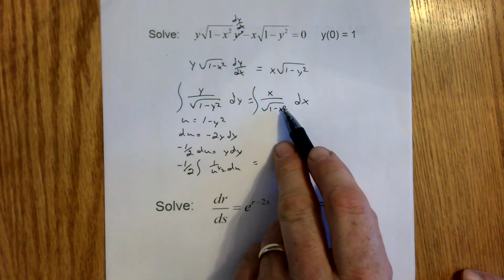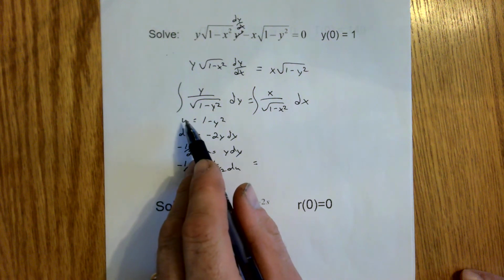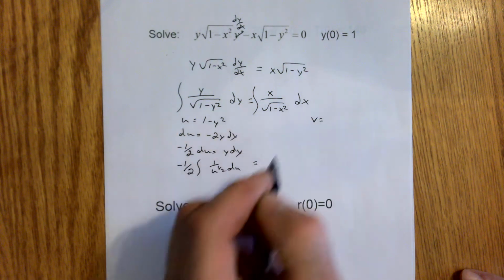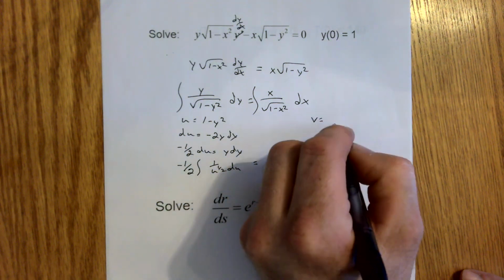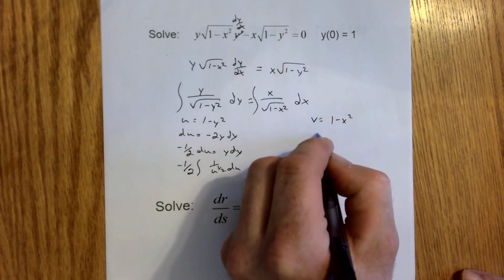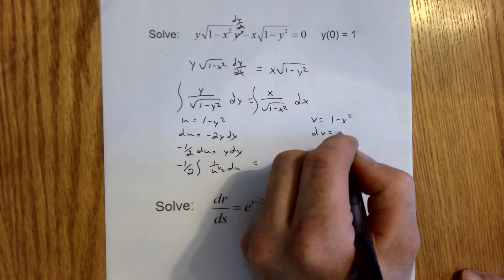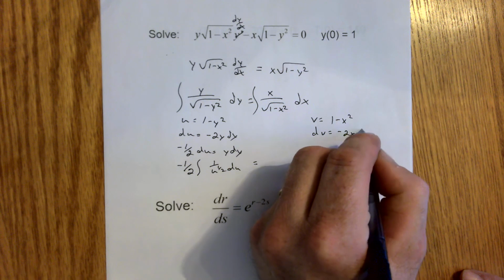Same thing is going to happen over here. I really don't want to use a u though, do I? I probably want to use a v. So let's let v equal 1 minus x squared, so dv is going to equal negative 2x dx.